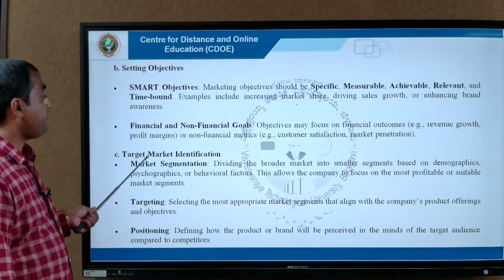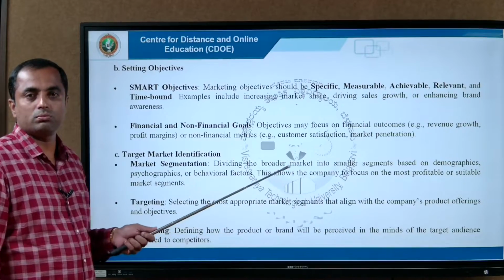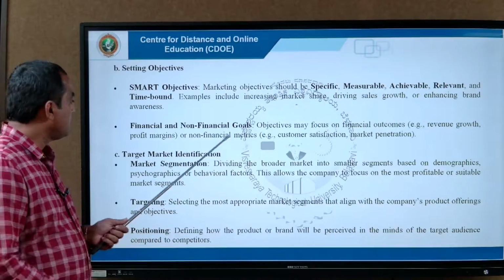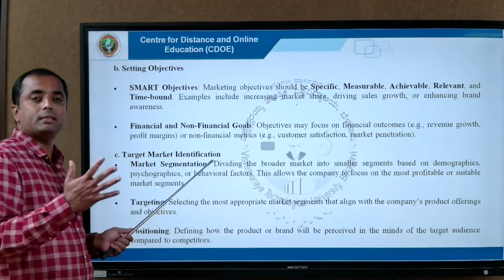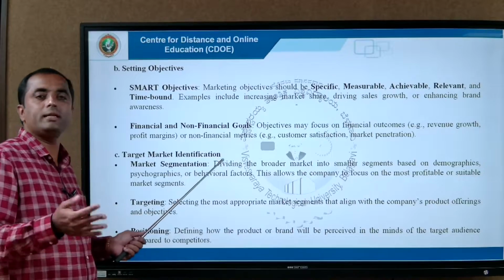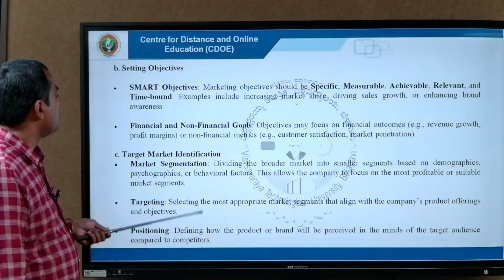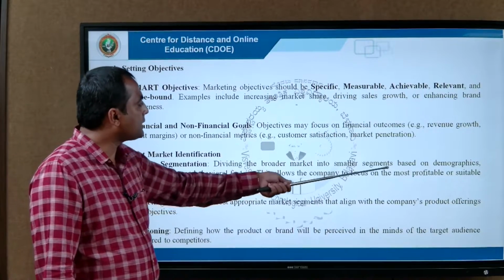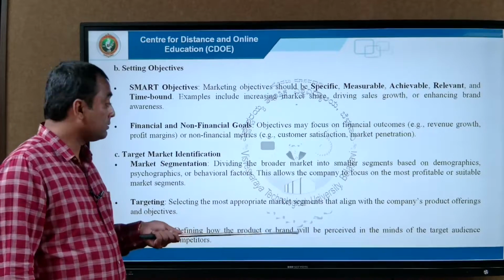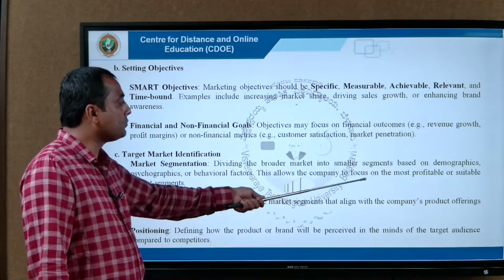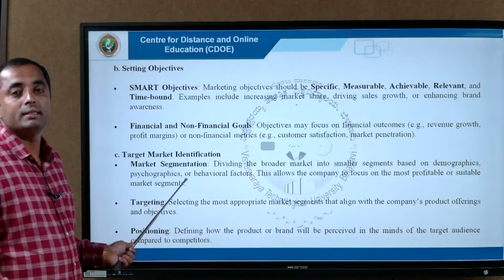Then the third step is target market identification. So which is your target market? There you segment. So market segment. Segmenting is all about dividing a broader market into smaller parts so that you can specifically target. So dividing the broader market into smaller segments based on demographics, psychographics or behavioral factors. This allows companies to focus on the most profitable and suitable market segments.